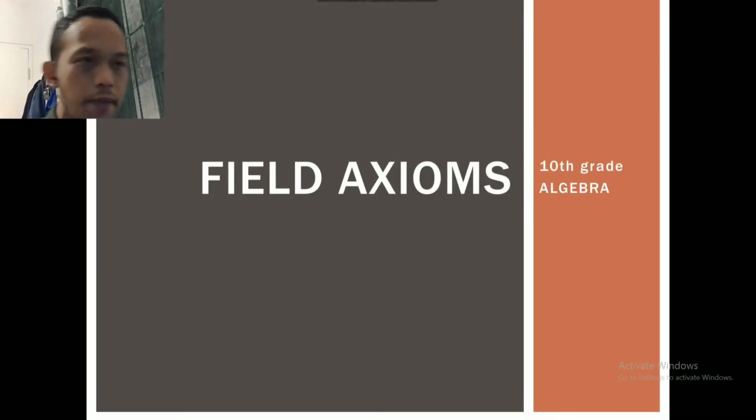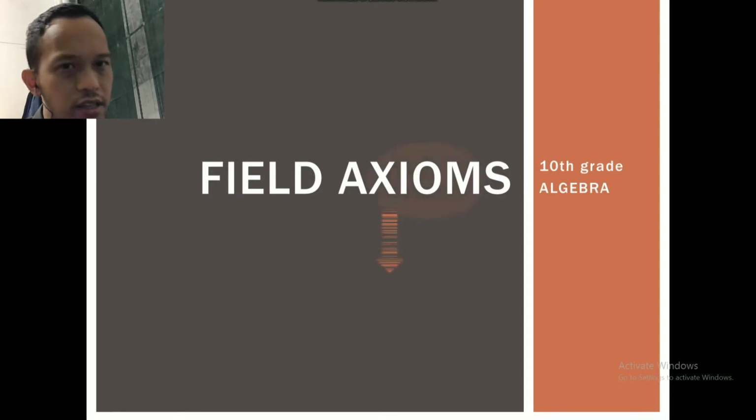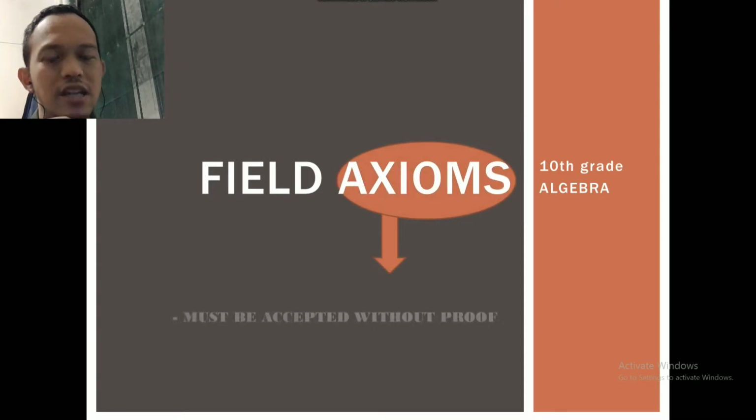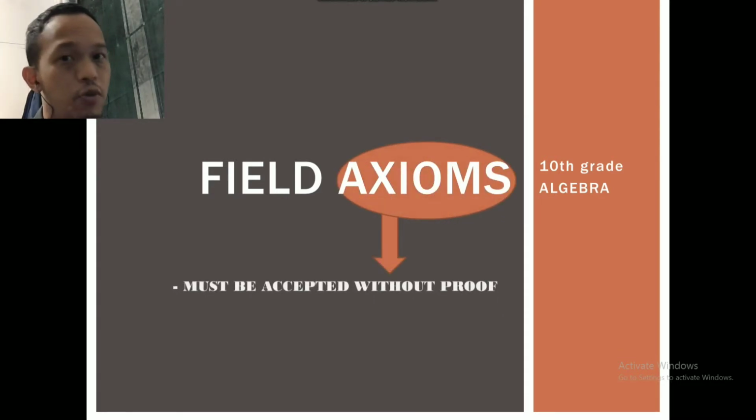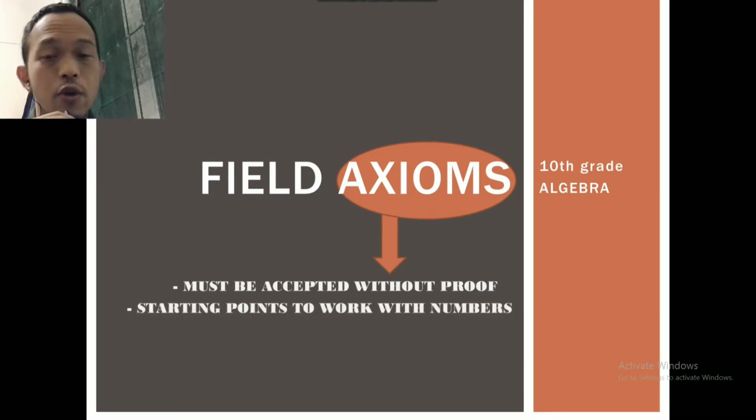Now let's talk about field axioms. The axiom itself is something that you must accept without proof. So you just cannot ask me what is the proof, sir. It's just something that you need to accept, just like a postulate. It is a starting point to work with numbers. It means that we have to establish ground rules about how these numbers interact with each other.